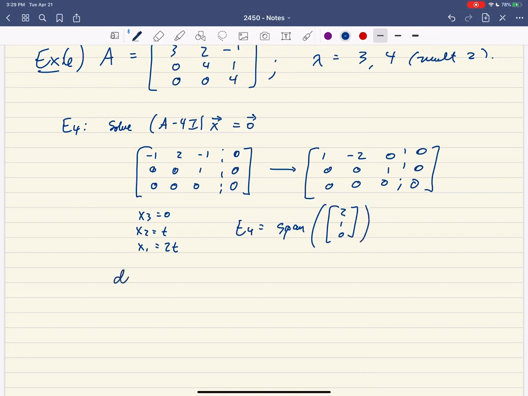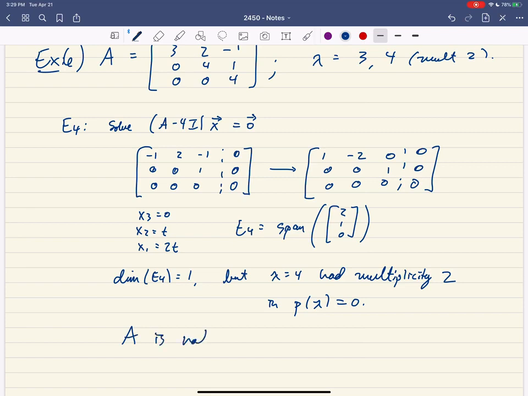So since the dimension of E4 is 1, but lambda equals 4 has multiplicity 2 in the characteristic equation p of lambda equals 0, A is not diagonalizable. And there's not much more to say. So A is not diagonalizable. Okay, so those are the examples of diagonalization that I wanted to cover.